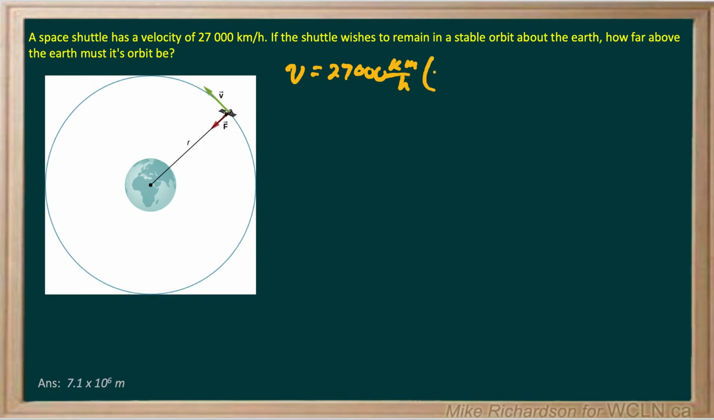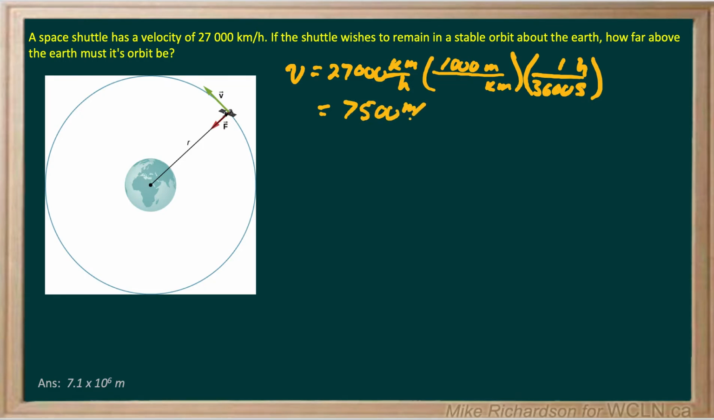second. So I can get rid of the kilometers. There's 1,000 meters in 1 kilometer, and then get rid of the hours. And since the hours is on the bottom here, I want to place it on top of my conversion and get seconds. And there's 3,600 seconds in 1 hour. And when I do all of that, I get a velocity of 7,500 meters per second.